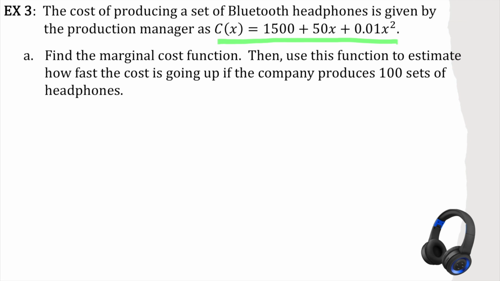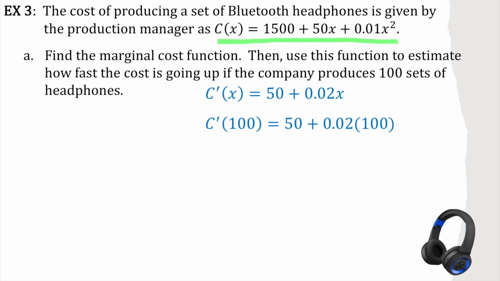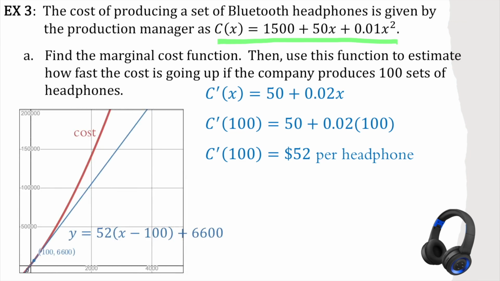Part A says to find the marginal cost function and then use this function to estimate how fast the cost is going up if the company produces 100 sets of headphones. Step 1, find the marginal cost function, that's the derivative of the cost function. Then we can plug in 100. So the marginal cost is $52 per headphone.